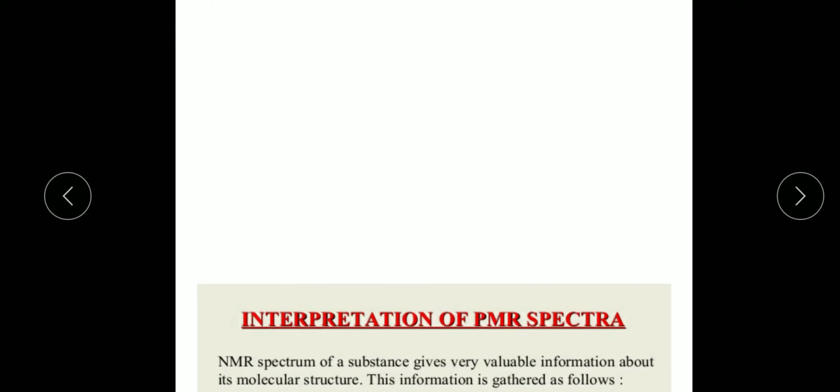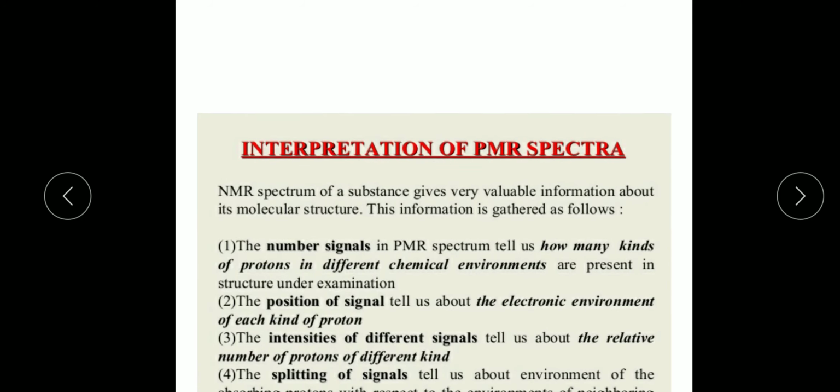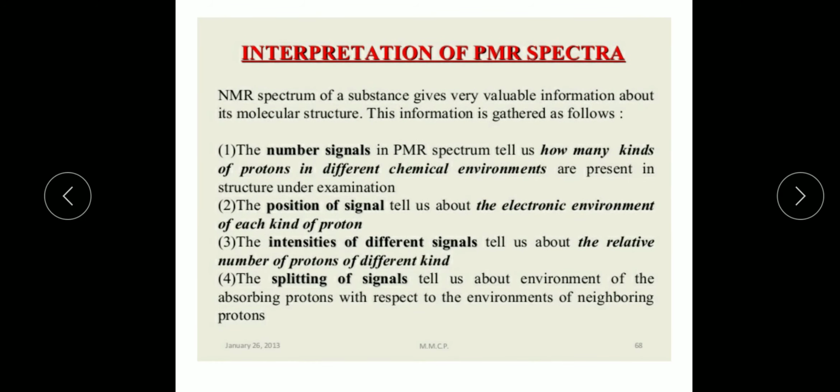And in the interpretation of an NMR spectrum or PMR spectrum, the number of signals in the spectrum tells us how many kinds of protons in different chemical environments are present, and the position of the signal tells the electronic environment. Intensities of different signals tell about the relative number of protons of different kinds. Splitting of signals tells about the environment of absorbing protons with respect to the environments of neighboring protons.